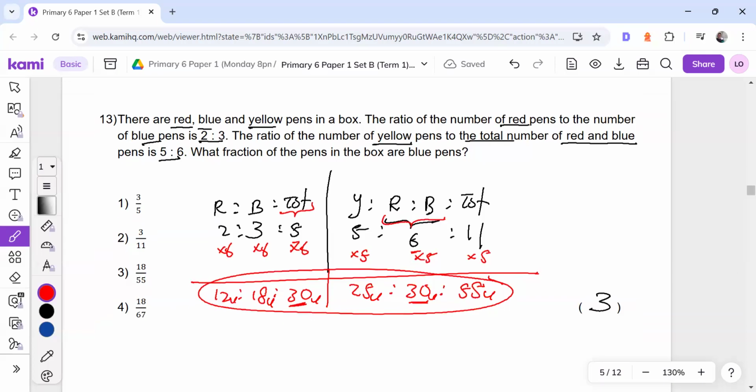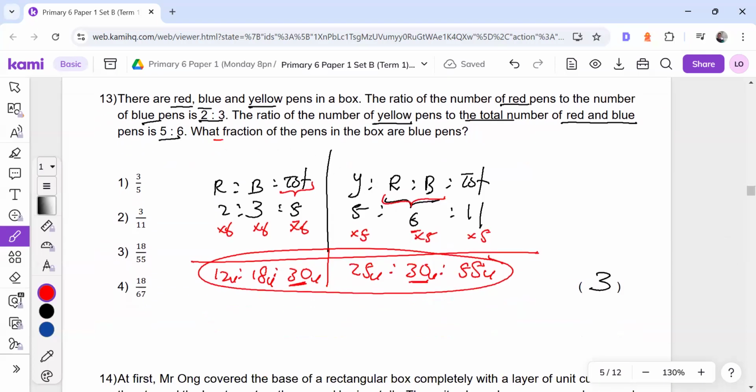And then now can you get your answer? What fraction of all the pens? Look at where is the total of all the pens? Isn't this all the pens, which is 55? Blue. Then you look for blue. Isn't here blue? 18. So your answer is number 3, right?